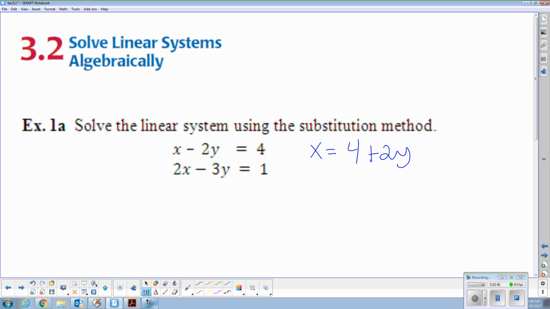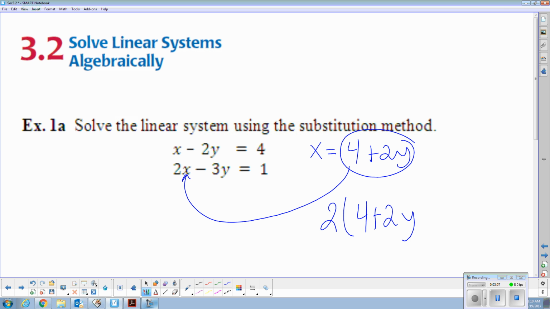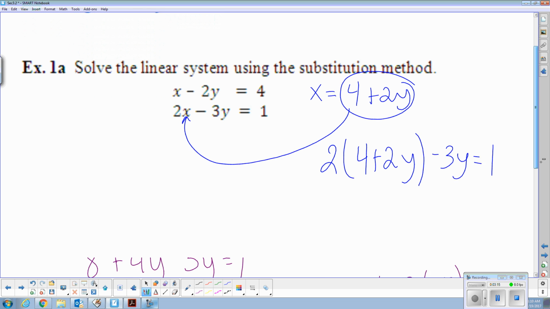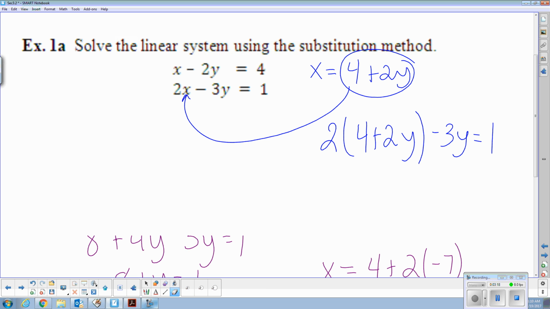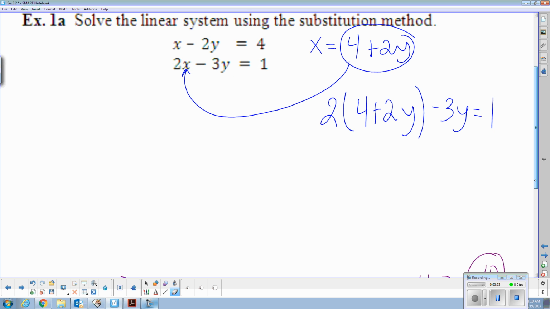And then we're going to take this value for x, and we're going to substitute it in for the x in the second equation. So we're going to rewrite the second equation. We're going to say 2 times x, but we're not going to use the x. We're going to use something that's equivalent to x. So 2 times (4 plus 2y) minus 3y equals 1. And then we're going to solve for y.